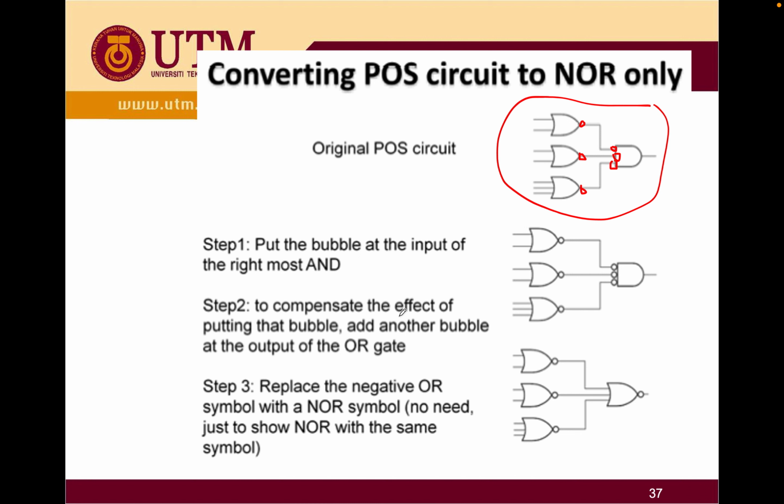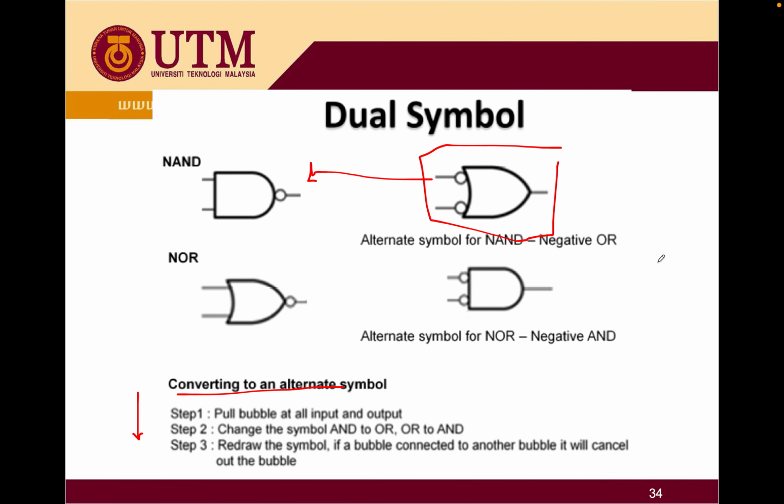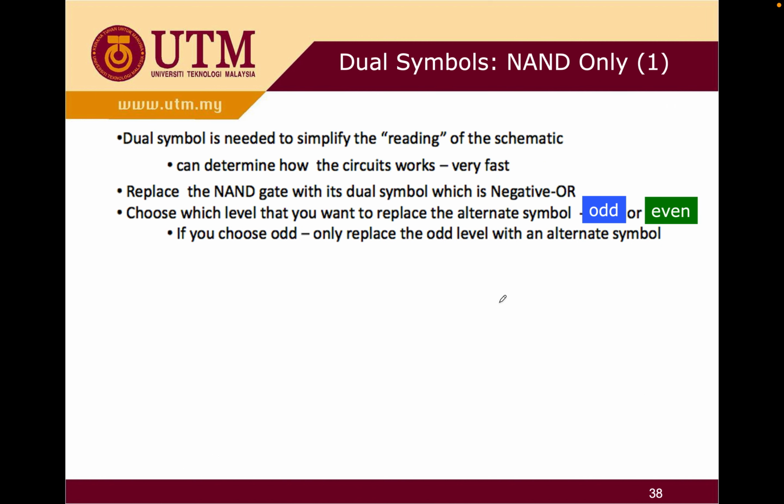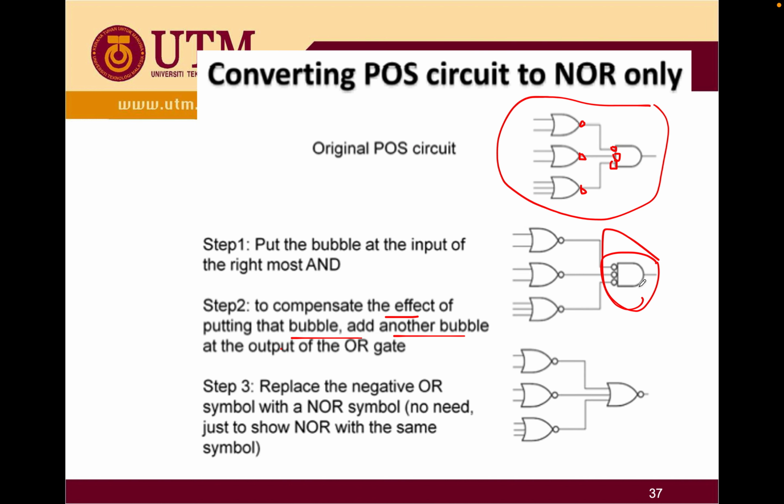Second, to compensate for the effect of putting the bubble, you add another bubble at the output. Okay, this one is already filled in with the bubble things. Then you need to replace this one, which will be a NOR gate. Refer back to the beginning slide here. When you have the negative AND gate, you will get the NOR gate there. This is similar to this one.